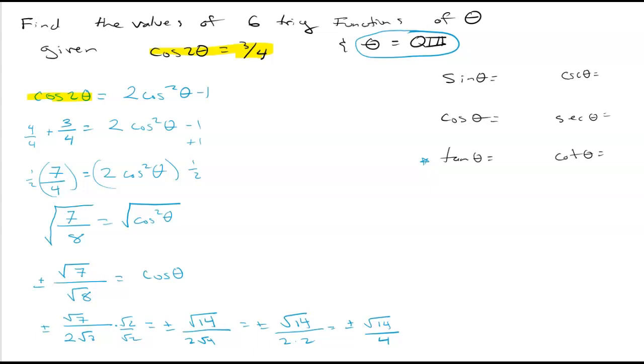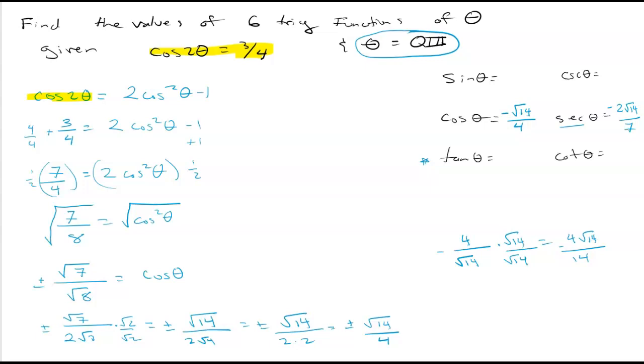So we have to remember that we are in the third quadrant. So in the third quadrant, cosine is negative. So this becomes negative root 14 all over 4. When I want to find my secant, I'm just going to flip my fraction and then rationalize my denominator. So I get 4 root 14 all over 14, and 4 and 14 can simplify. So for secant, I'll say that this is negative 2 root 14 all over 7.